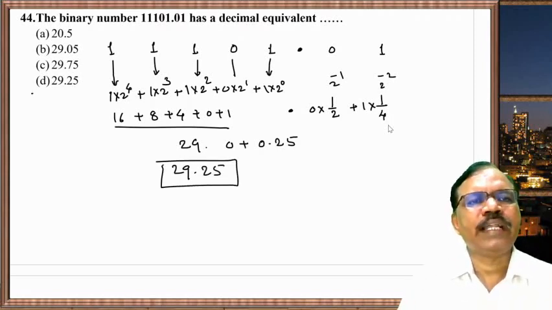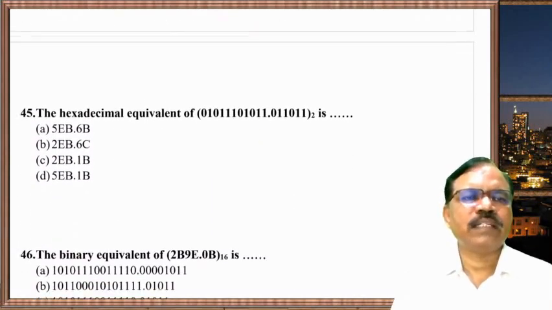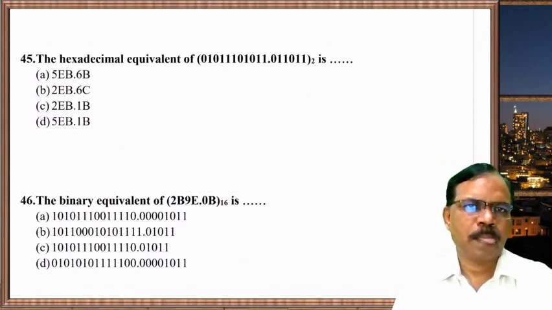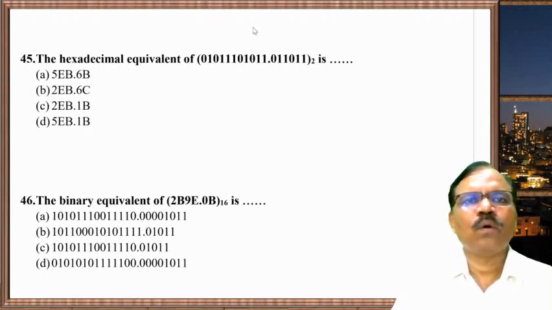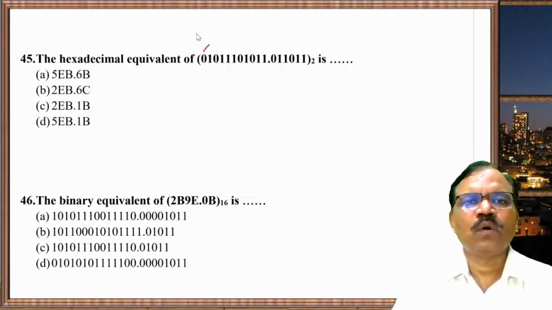So here 29.25. Now next one, the hexadecimal equivalent of 0, if we see here 0 1 0 1 1 1 0 1 0 1 1 point 0 1 1 0 1 1.